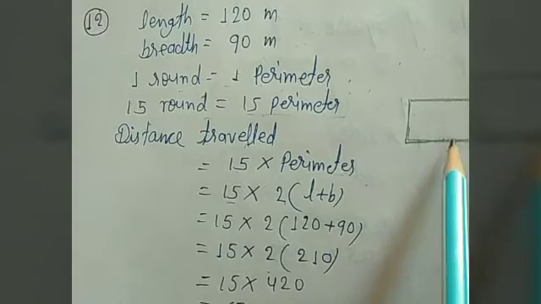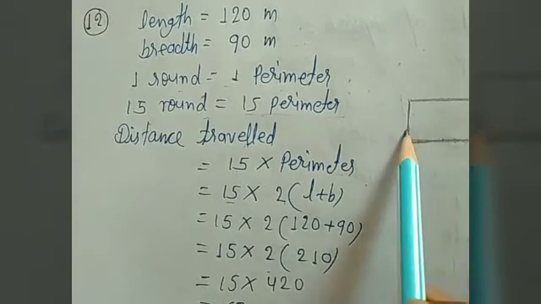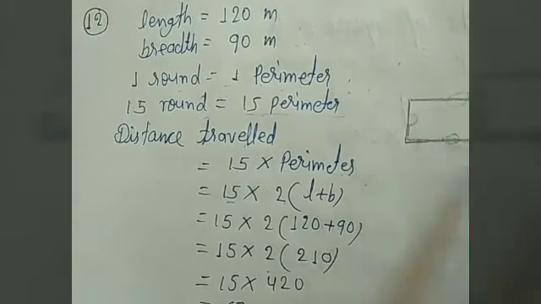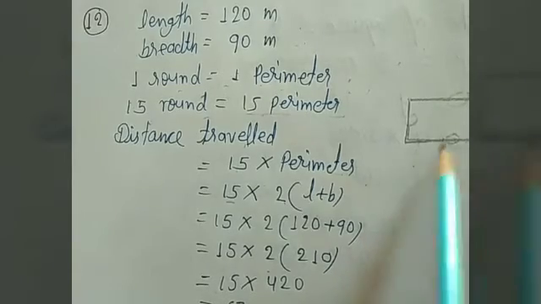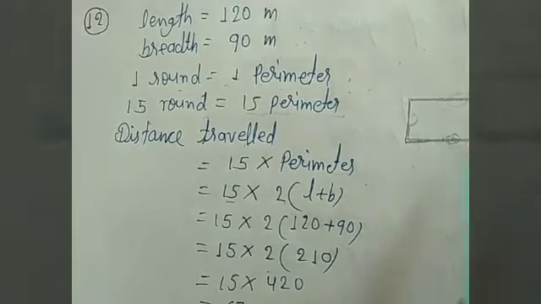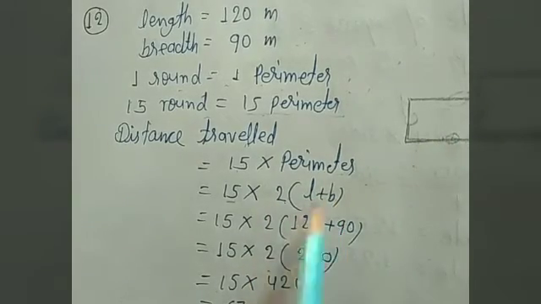The perimeter of the rectangle is this plus this plus this plus this. In a rectangle, these two sides are equal and these two sides are equal. So 2 into length plus breadth is the formula of the perimeter of the rectangle. So this is 2 into length plus breadth.